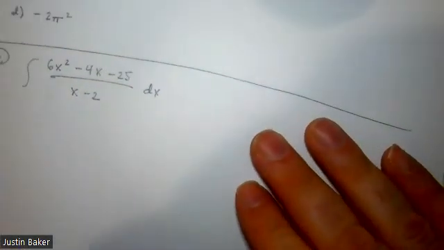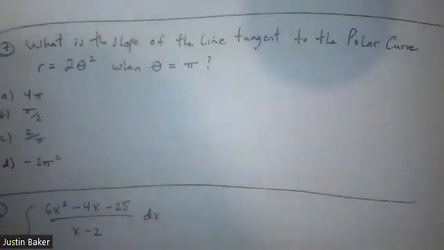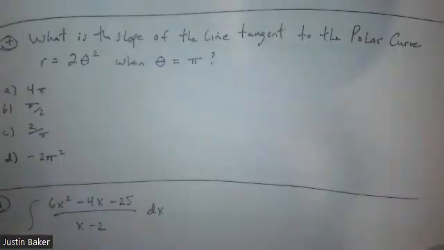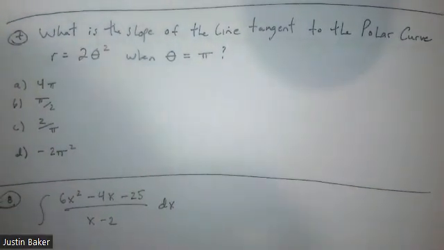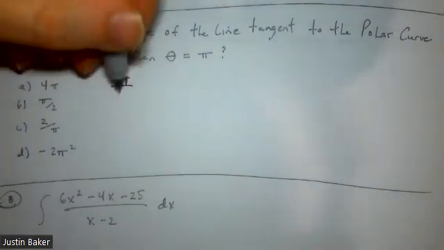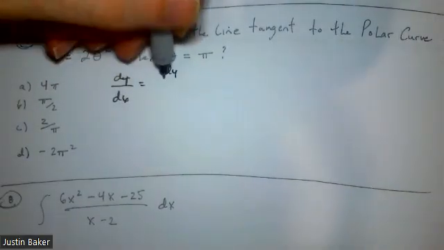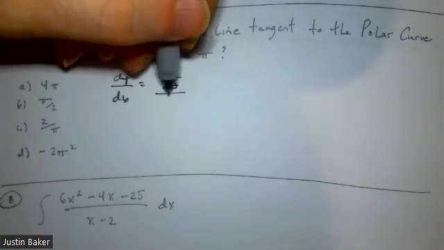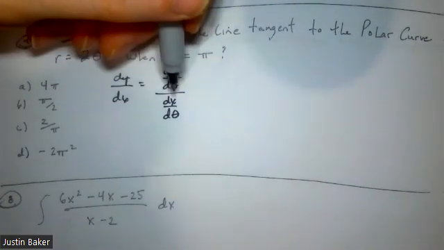Let's see. Let's tackle a polar question. Why not? What is the slope of the line tangent to the polar curve? This just seems like a question you'll definitely see on multiple choice. So things to remember are dy dx in polar land is going to be equal to dy d theta over dx d theta.